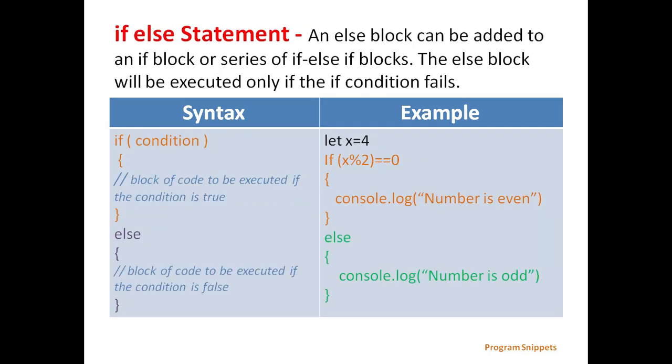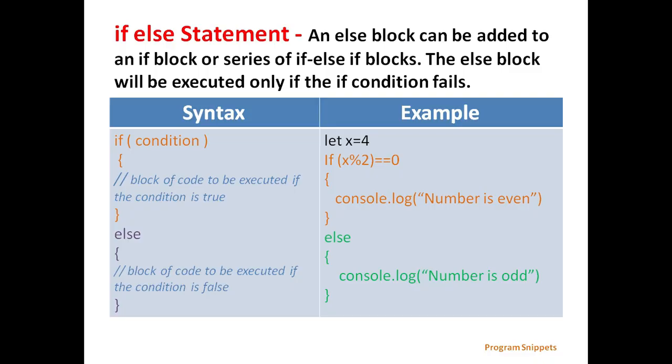Next is the if else statement. An else block can be added to an if block or a series of if else if blocks. The else block will be executed only if the condition fails. The general syntax is if, condition, then block of code to be executed, else block of code to be executed. For example, here we assigned 4 to x, and if we check x mod 2 equal to 0, it will print number is even, else it will print number is odd. Since the first condition is true, it will print number is even. If we assign x equal to 5, it will print number is odd.